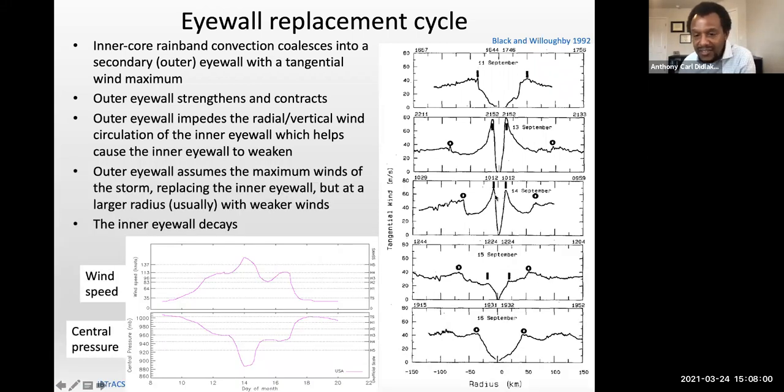Over time, you can see this inner eyewall tangential wind maximum weaken, and the outer eyewall now assumes the maximum winds of the storm, replacing the inner eyewall, but at a larger radius. And here we have the wind speed and the central pressure around this time. You can see both change very drastically as the inner eyewall decays. Sorry, the central pressure rises, the wind speed dips.